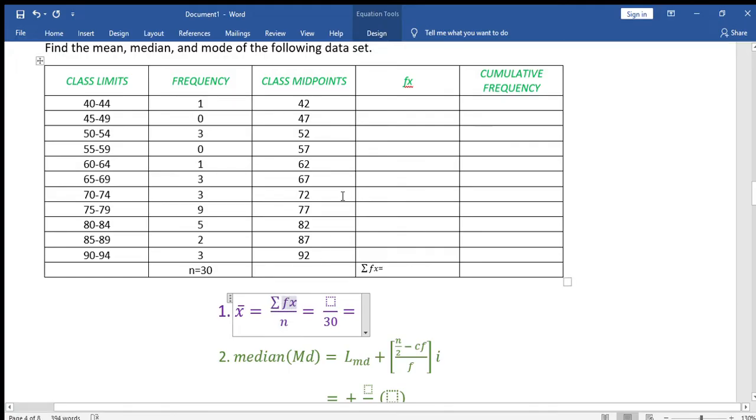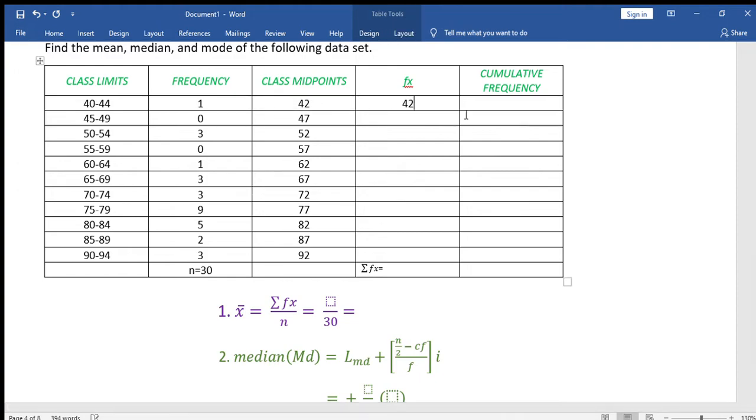fx is simply multiplying the frequency and your class midpoint. We just need to multiply them. So the product of the frequency and the class midpoint of the class limit 40 to 44 is 1 times 42. You multiply this, and I get 42. Then you multiply this, and this is equal to 0.